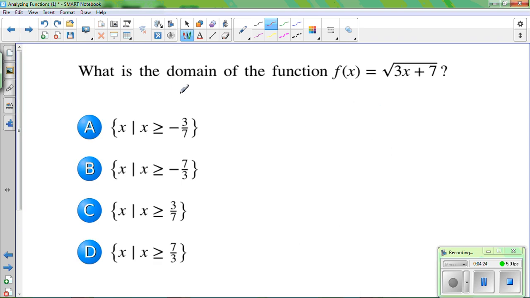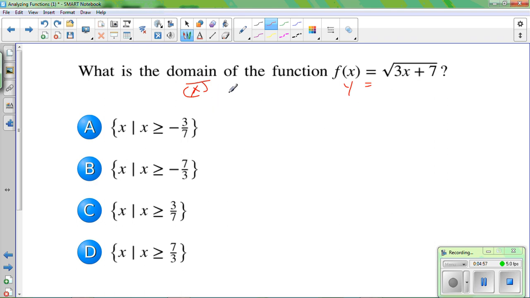Now these next couple of questions are asking about domain and range, but they're not giving us graphs. They're giving us equations. This particular one asks, what is the domain of the function f of x equals the square root of 3x plus 7? It's sometimes helpful to actually see the graphs of these. So you could type into your calculator, remember f of x is the same thing as y equals, you could type into the y equals the square root of 3x plus 7 and get a visual, and sometimes that's very helpful for determining the domain and range.